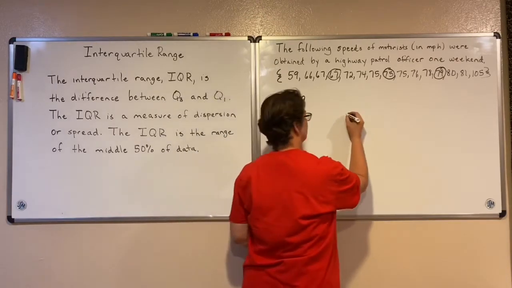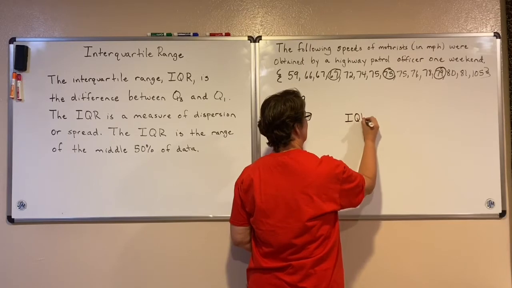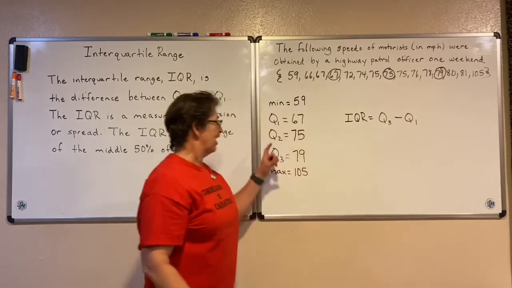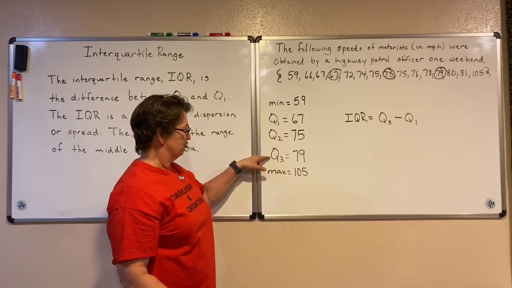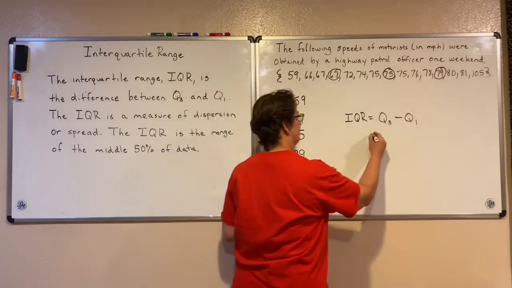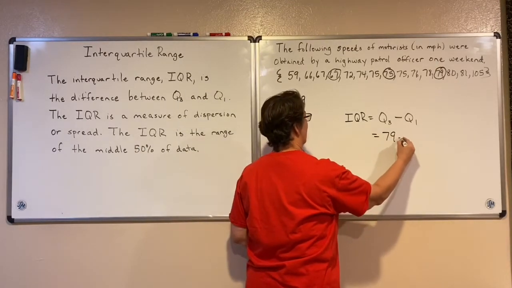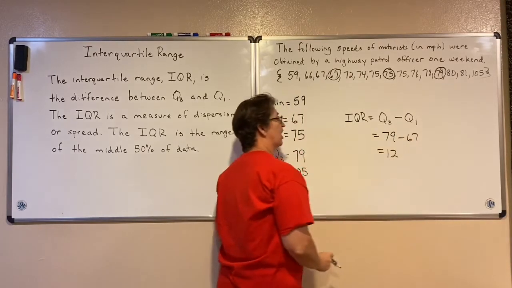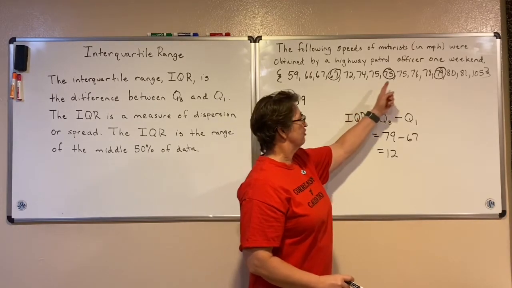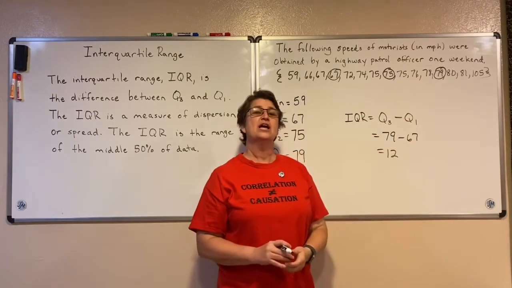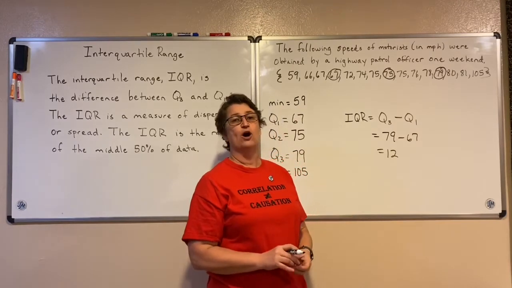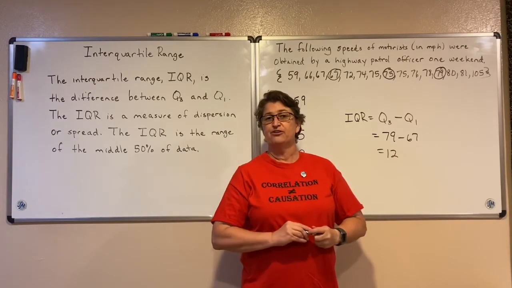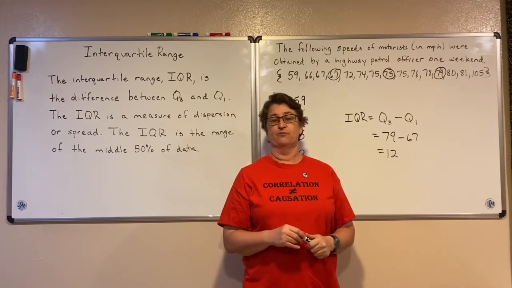So to find the interquartile range, all we do is take Q3 and subtract Q1. We found our 5-number summary here. Let's just take our Q3 and subtract our Q1. So Q3 was 79, Q1 is 67, and so the interquartile range here has a difference of 12 units. The range from one end to the other is 12 units long. And that tells us that the 50% of our data is within 12 units of itself.